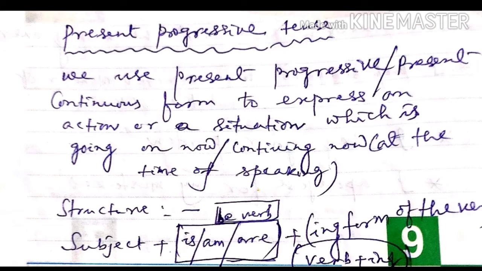The second form is the present progressive form. We use present progressive, or present continuous, form to express or describe an action or a situation which is going on now. That is, an action which is continuing at the time of speaking. The structure of present progressive is subject plus be verb plus the ing form of the verb. That is, subject plus is, am or are plus the ing form of the verb.